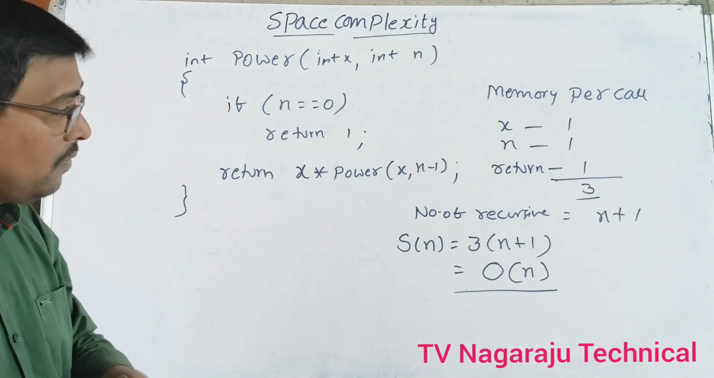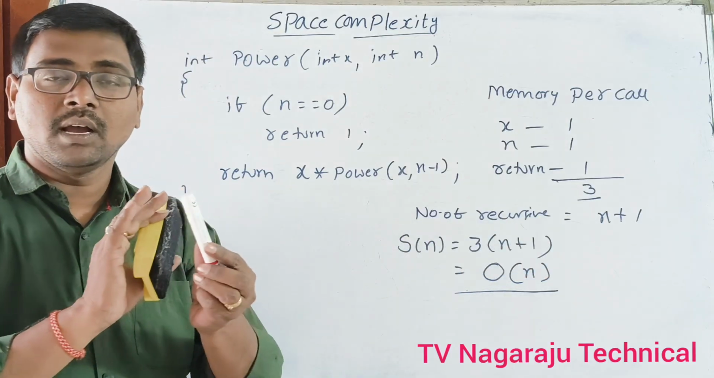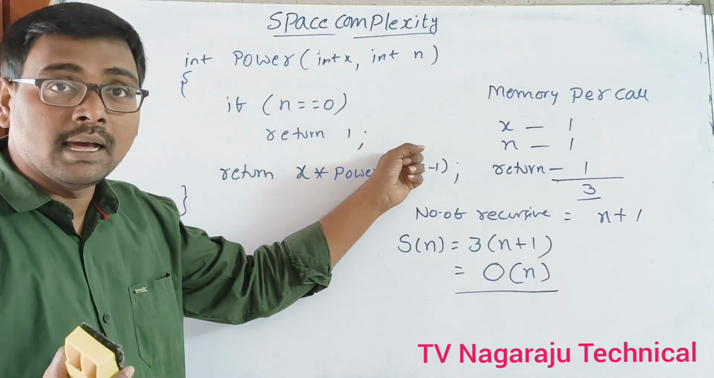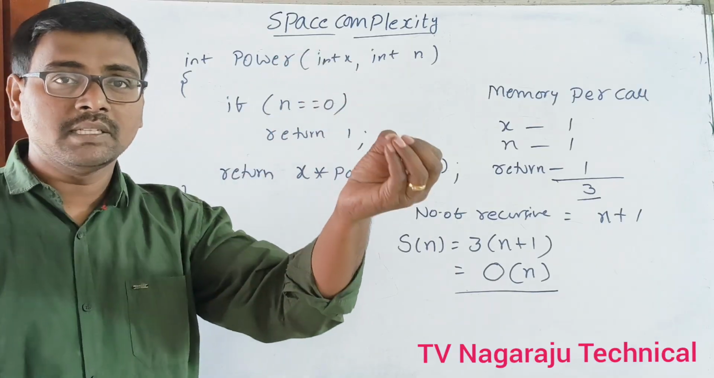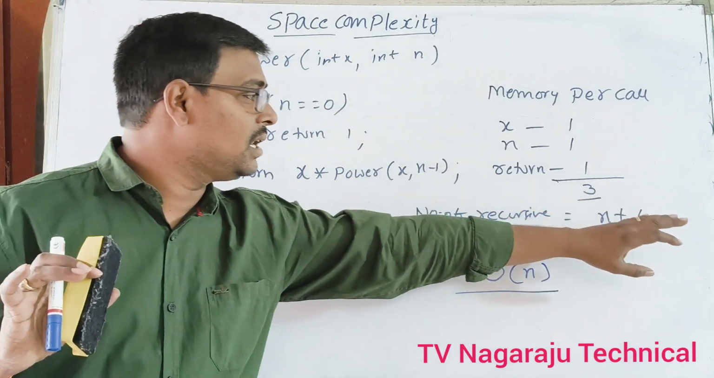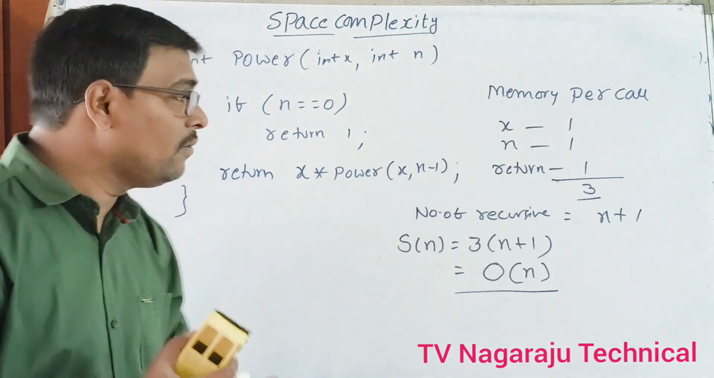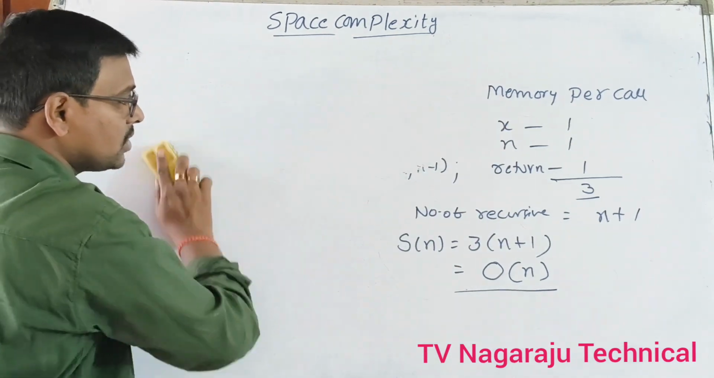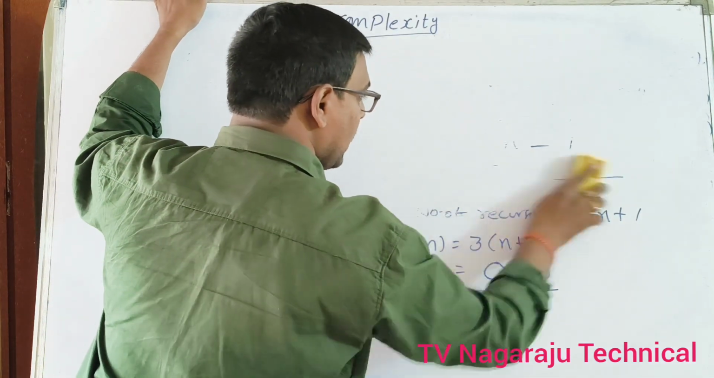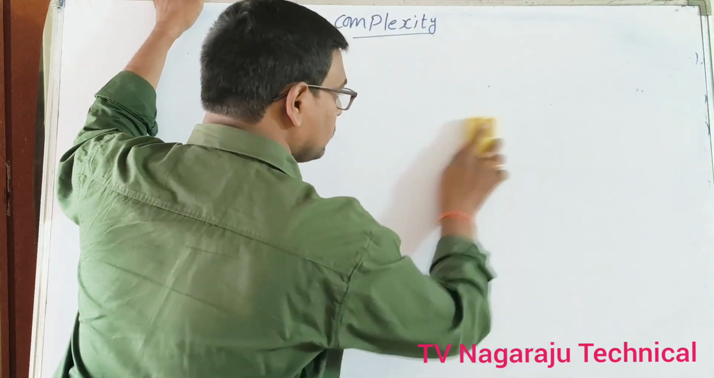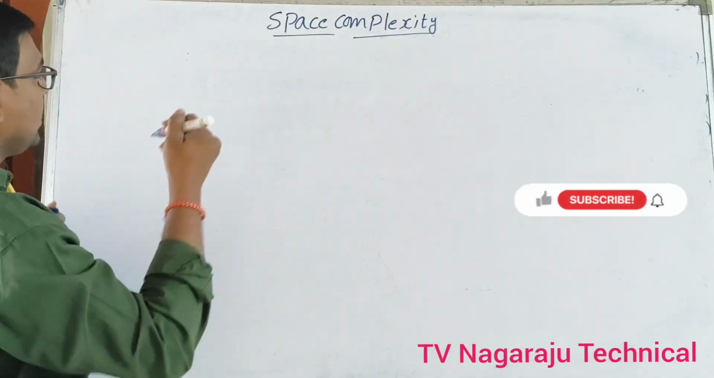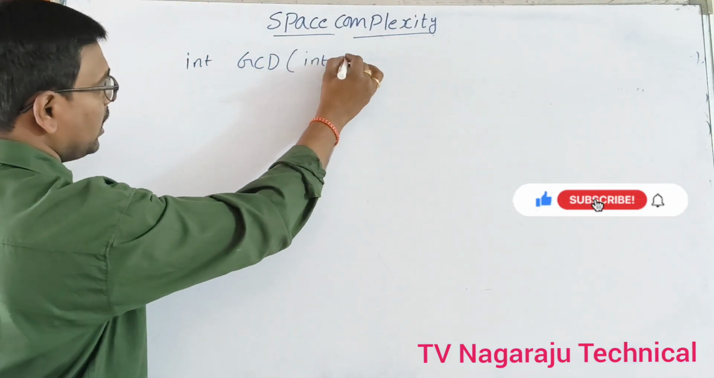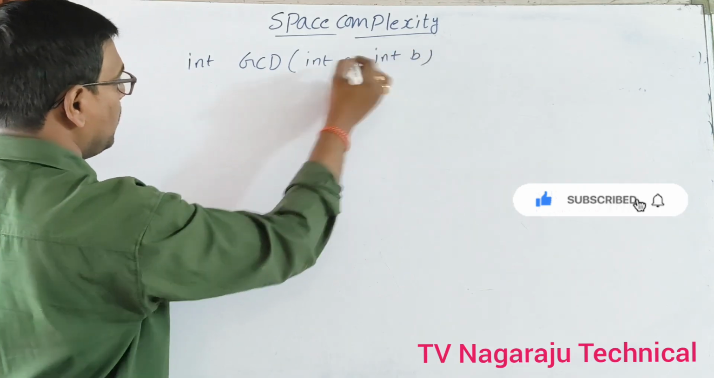But remember, the number of recursive calls is not always n plus 1. That completely depends upon the algorithm we are using. In this example, coincidentally it is n plus 1. Anyway, we will take another example with a different value instead of n plus 1. So calculate the GCD algorithm: GCD of int A comma int B.